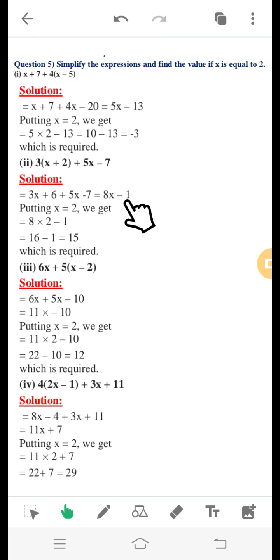Now put the value in this equation. x is equal to 2. We get 8 multiplied by 2 minus 1. 8 2s are 16, minus 1 is equal to 15.